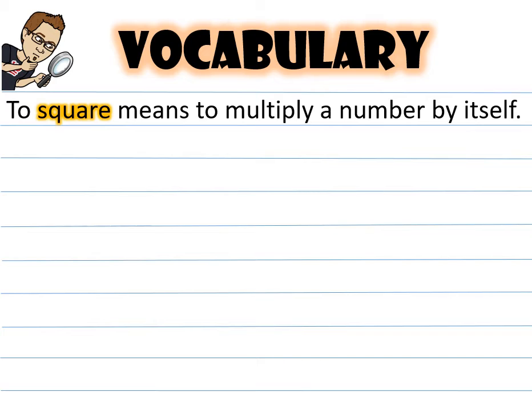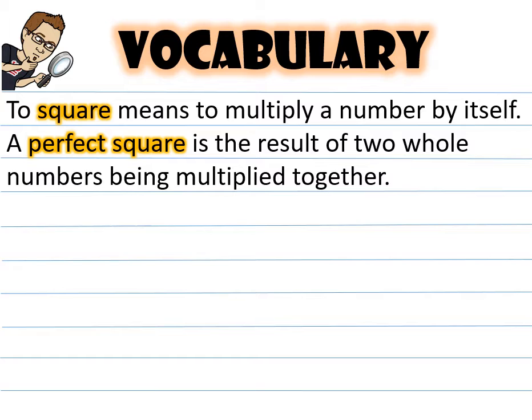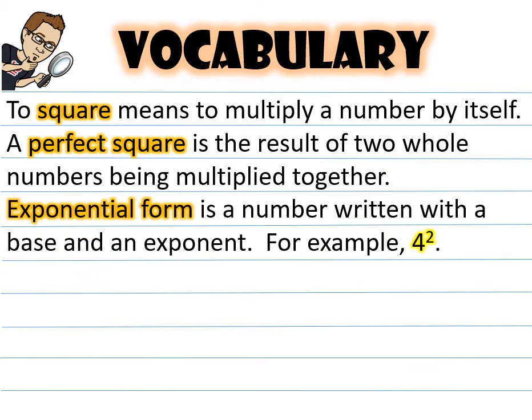To square means to multiply a number by itself. So for example, 4 squared means 4 times 4. A perfect square is the result of 2 whole numbers being multiplied together. So like 3 times 3 is 9. You could say that 9 is a perfect square.